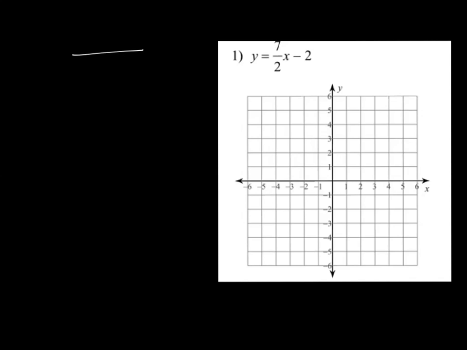So if we do that here, we're looking at making an xy table, and we want to be smart about the values that we choose for x. I always like to use 0, and then I like to use 2 positives and 2 negatives.